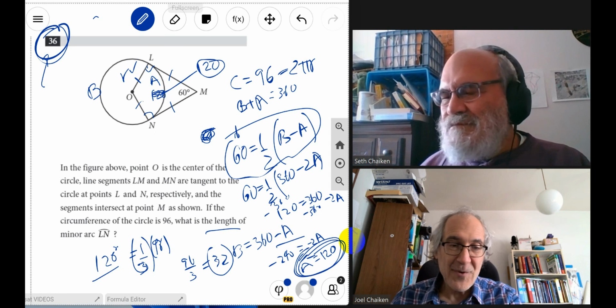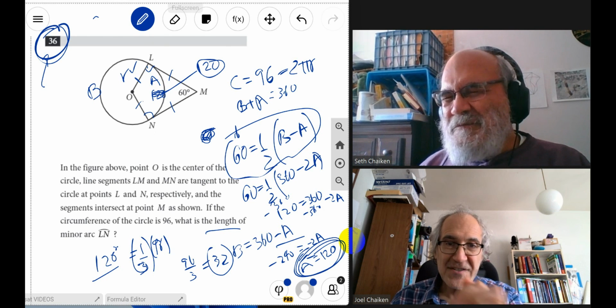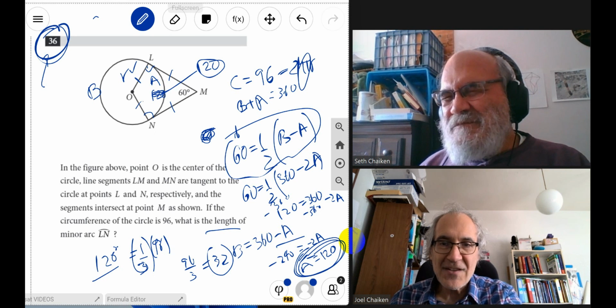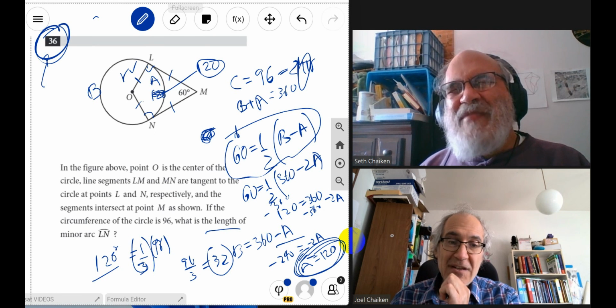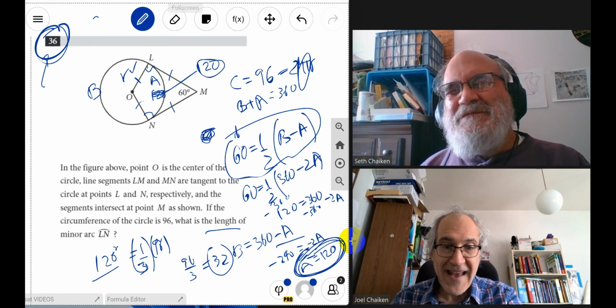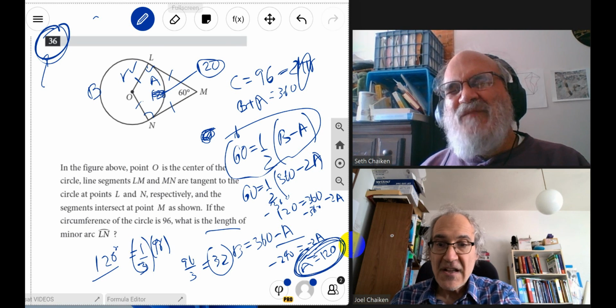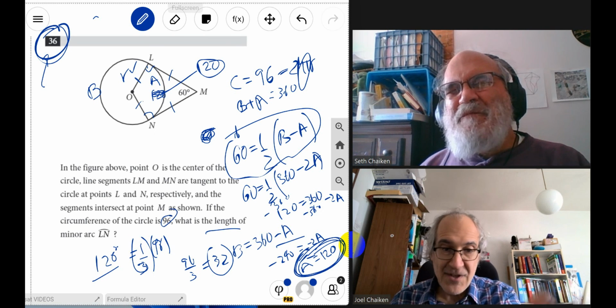This is a free-form question. This is not multiple choice. And it turns out the pi never actually came into the problem. Isn't that interesting? Because if you actually solved for the radius, you would have had a pi, and then it would have been more complicated. So it requires you to know that an angle of 120 is a third of a circle. And the circumference is 96, so it's a third of 96.